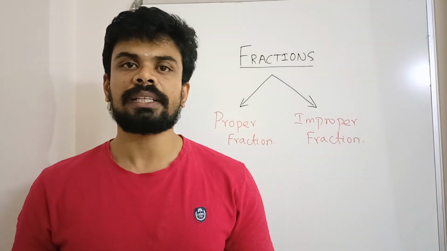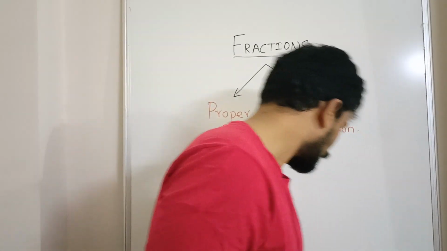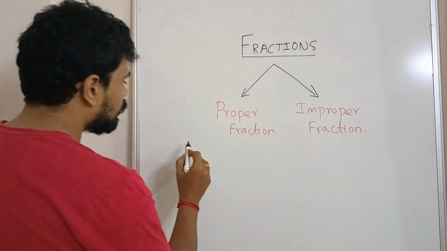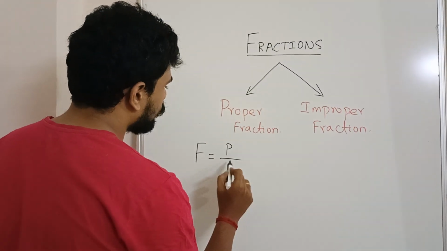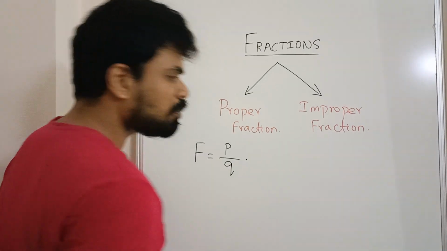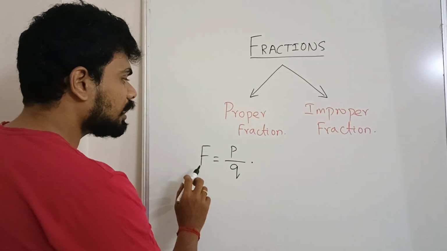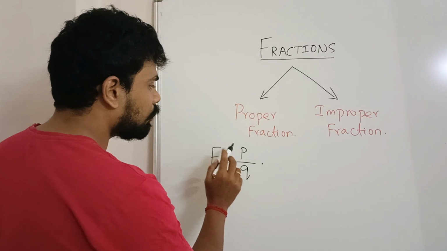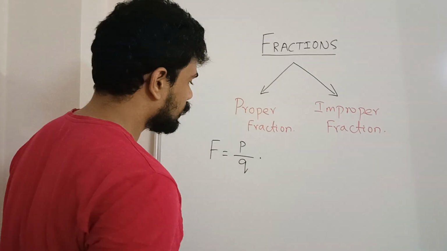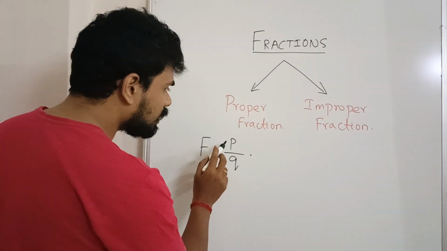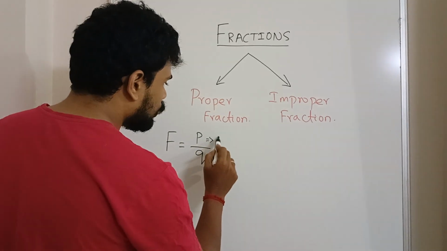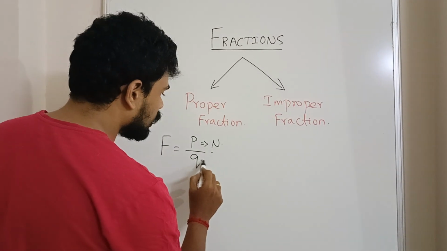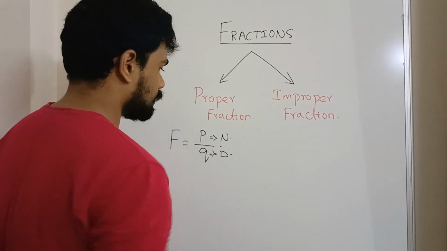Now, let's see in depth. Fraction will be in the format of P by Q. In simple words, fraction can be written mathematically in the format P by Q. Now the question arises, what is this P and what is this Q? P is nothing but the numerator, whereas Q is nothing but the denominator.